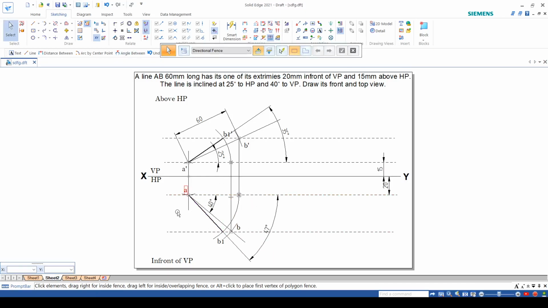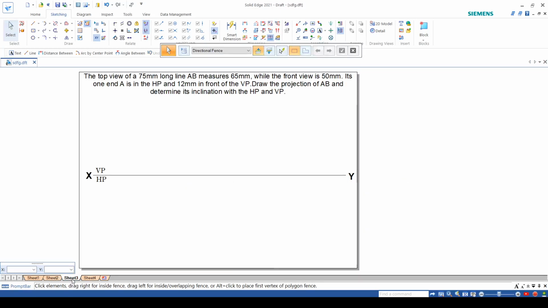Now moving on to the third question. The top view of the 65 mm long line AB. First of all, let's read the question. Here see the 65 mm long line AB. It's given that the 65 mm long line AB is given.